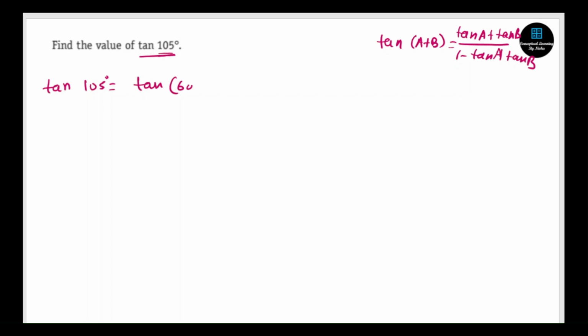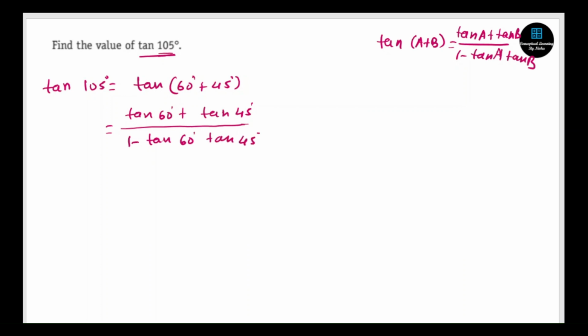Okay, so I'll write this: tan 105 degrees is equal to tan of some known angles. I can write this as 60 degrees plus 45 degrees, because we know the value of tan 60 degrees and tan 45 degrees, and I can easily apply this. So now, tan 60 degrees plus tan 45 degrees over 1 minus tan 60 into tan 45. We apply this formula, and you have to mention which formula you are applying. Tan 60 degrees is square root of 3, so square root of 3 plus 1 upon 1 minus square root of 3.